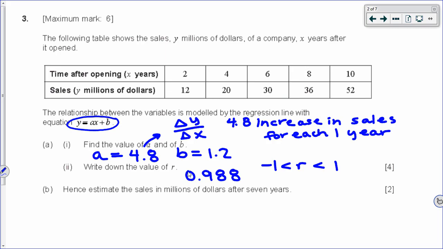So you need to be able to understand and interpret what the R value means and what the slope of the regression line means, because they mean slightly different things, but they do both illustrate something about the trend of the data.